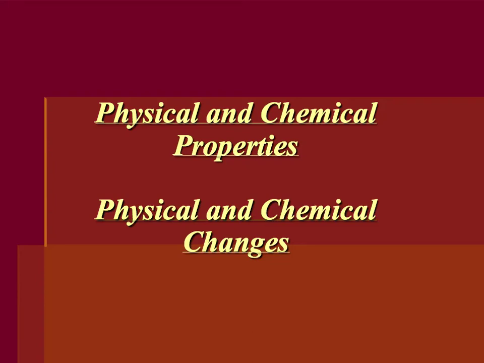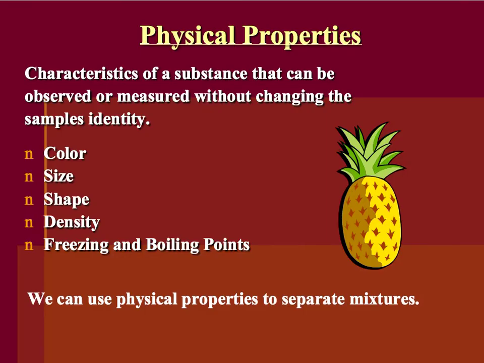This video is about physical and chemical properties and changes. So first, let's talk about physical properties. A physical property is just a characteristic of a substance that you can either observe or measure without changing the sample's identity. Some examples here are color, size, shape, density, a freezing point or a boiling point. It's pretty common to use physical properties to separate mixtures.